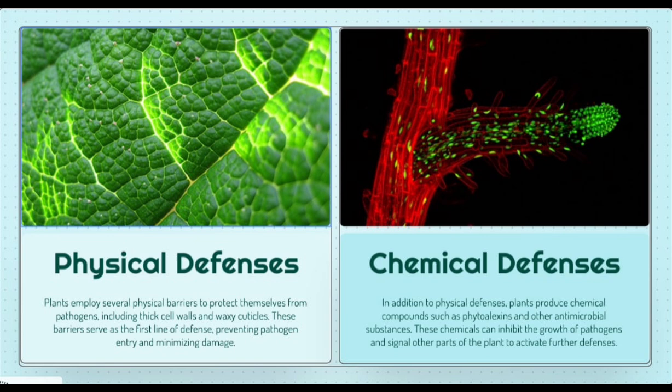While physical defense acts like a shield, chemical defense works like the plant's medicine or alarm system. If pathogens still manage to enter, plants use chemical defenses. They produce phytoalexins, which are chemicals that can kill or slow down the growth of germs. They also have antimicrobial substances which work like a plant's natural antibiotics. These chemicals can also send signals to other parts of the plant, activating their defenses as well.